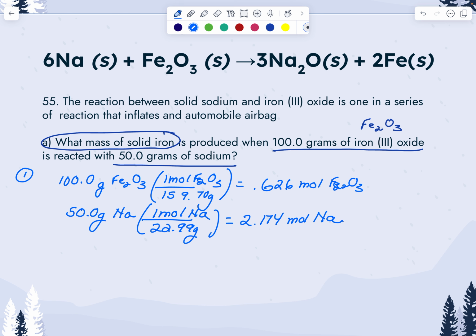And I can't just go with, well, which one is lower? Because if I look at the balanced chemical equation, you can see that I'm not using these 1 mole to 1 mole. I'm not using 1 mole of sodium and 1 mole of iron 3 oxide. I'm using 6 moles of sodium. So I can't just say, hey, I have less iron 3 oxide, so that must be the limiting reactant. Remember, this is reactant 1, and this is reactant 2 that I have.